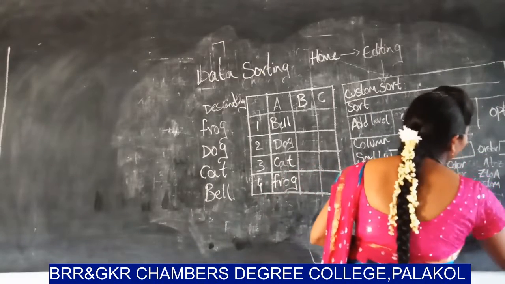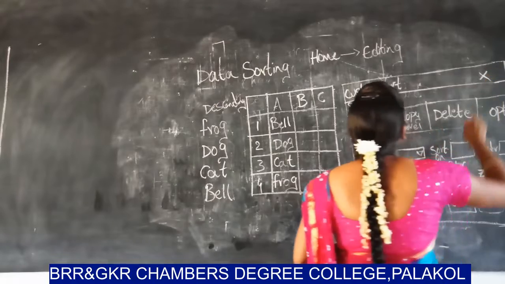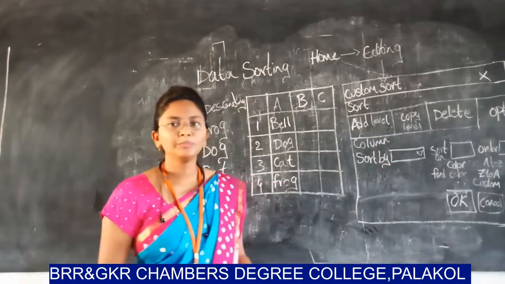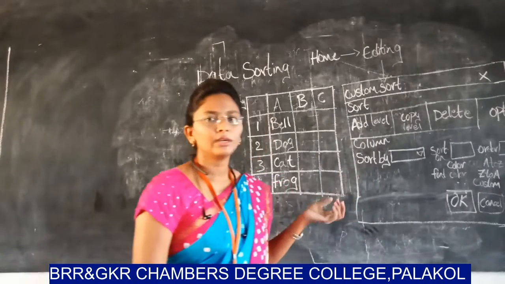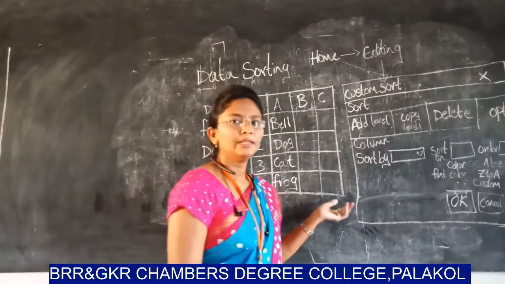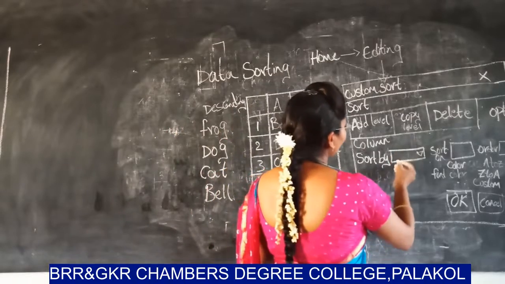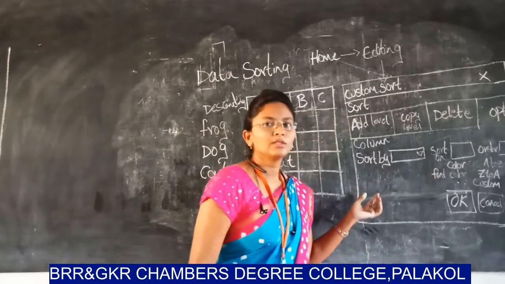This is the way the dialog box will appear on your screen. This is the custom dialog box which appears after clicking on the custom sort option. And then click on the sort by.